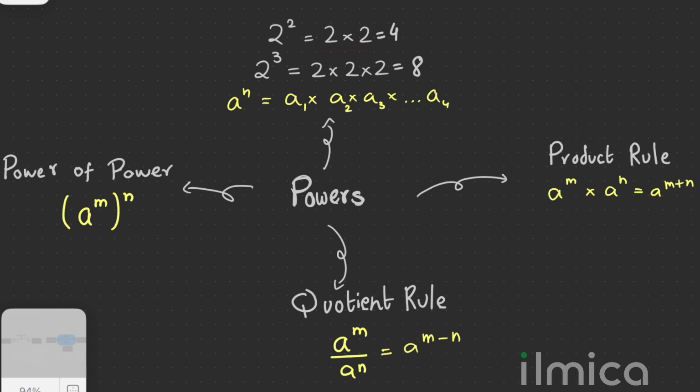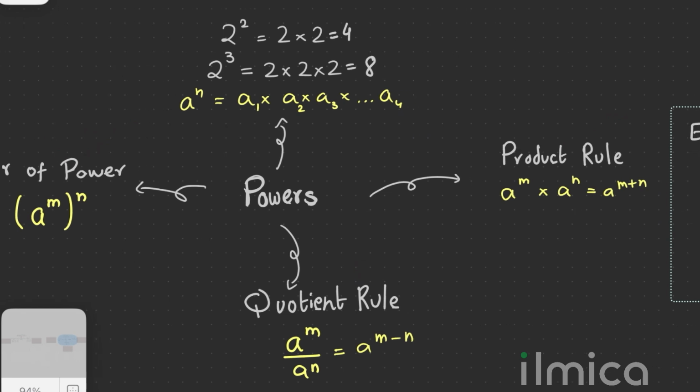Now, there are other laws related to powers which are also important. The three rules that we are going to study are the product rule, the quotient rule, and the power of power rule. Let us first look at the product rule.